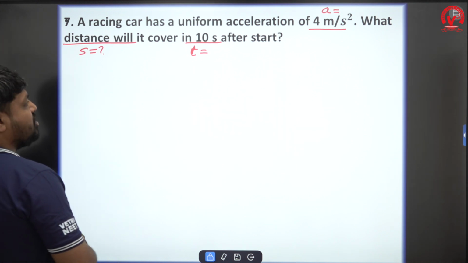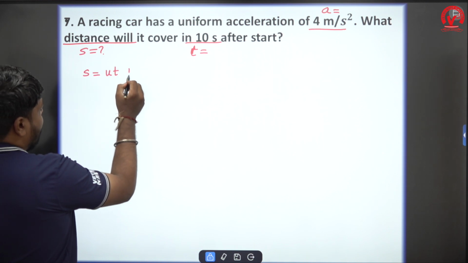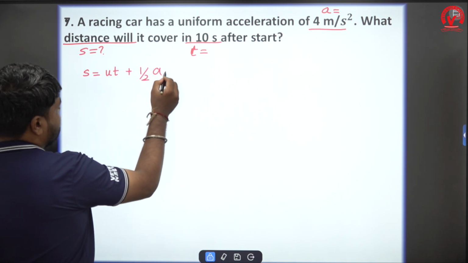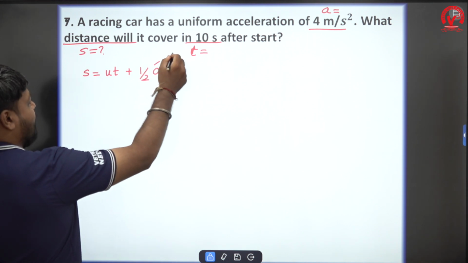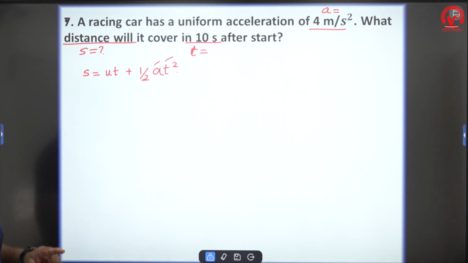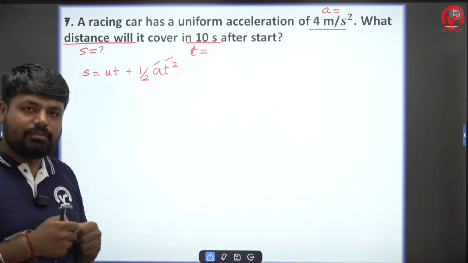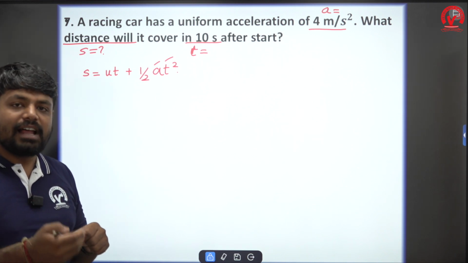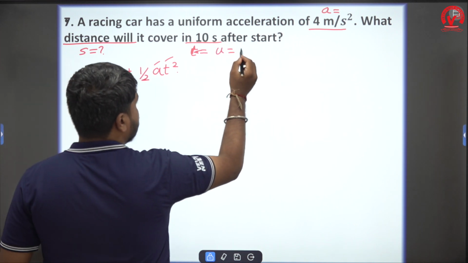So which equation should you use here? s is equal to ut plus half at square. So what values are we having? We are having time, we are having acceleration. Whether u is provided here? Not at all. The car has a uniform acceleration. What distance will it cover in 10 seconds after the start? Before the start, its velocity will be 0 only, right? So u is 0. Consider u as 0.